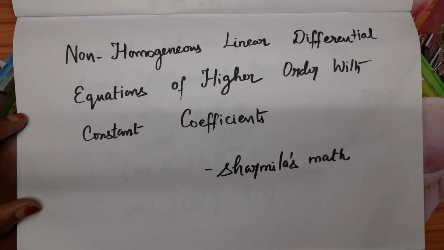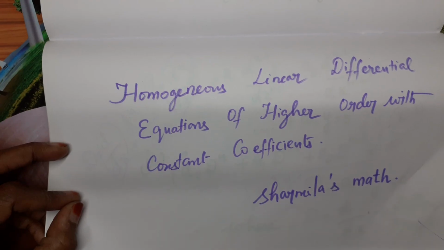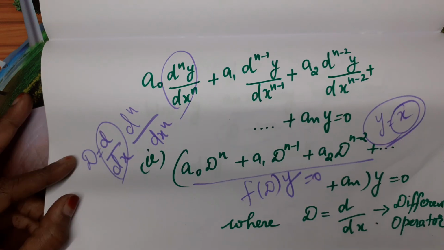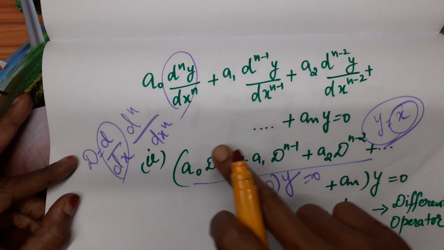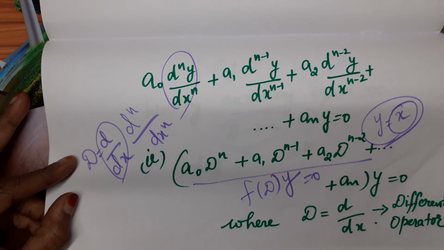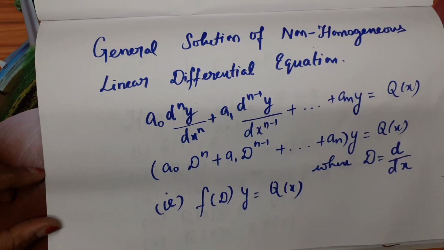Hello students, in this video we are going to see how a non-homogeneous linear differential equation of higher order with constant coefficients can be solved. In my previous video, I explained how to find the solution of a homogeneous linear differential equation of higher order with constant coefficients. This is a homogeneous linear differential equation. Homogeneous means this side will have 0. Now we are talking about a non-homogeneous linear differential equation.